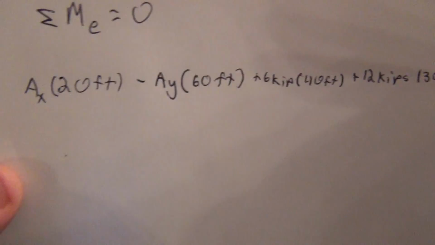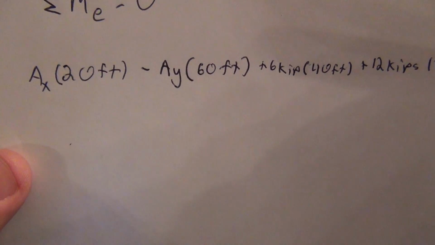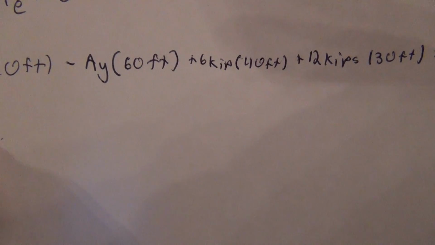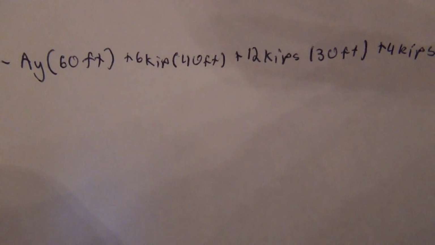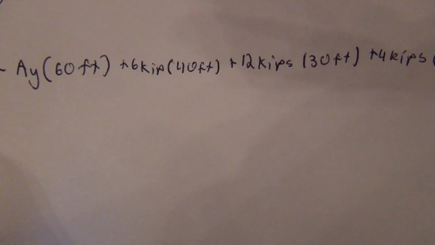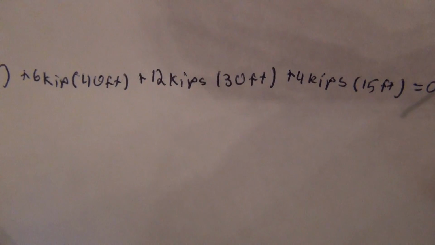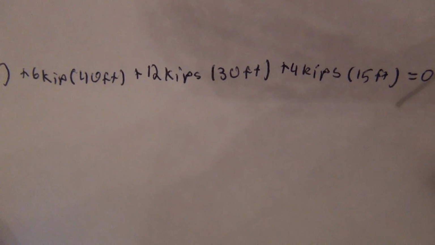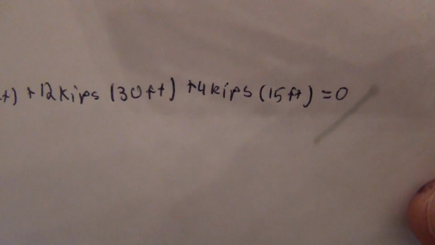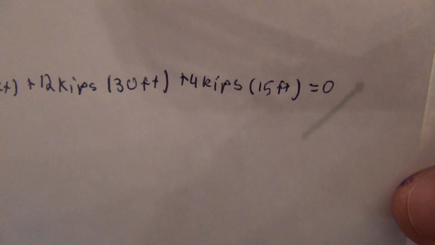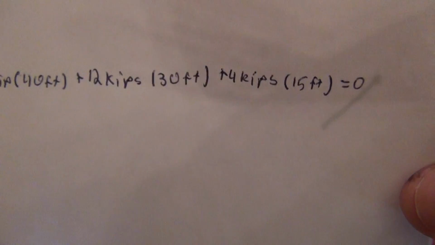So you have AX applied 20 feet minus AY applied 60 feet from E. And then a 6 kip downward applied 40 feet from E. 12 kips applied downward 30 feet also. And then your final one is 4 kips applied downward 15 feet from E. And that's going to equal 0, because again, it's an equilibrium.